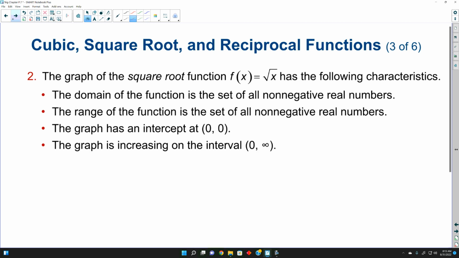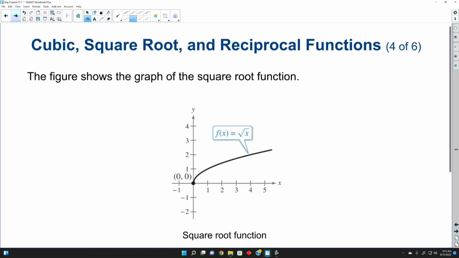We have the square root function, f of x or y equals the square root of x. The domain of this function is the set of all non-negative real numbers, and the range is also the set of all non-negative real numbers. It intercepts at (0, 0), and the function is increasing because we have this shape here. Even though it doesn't look like it, it will eventually go to positive infinity on the y-axis. It does keep increasing as we go further along. It's not at a fast rate, but it will eventually get there.